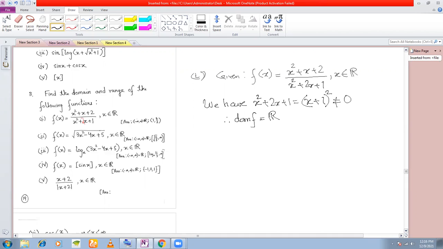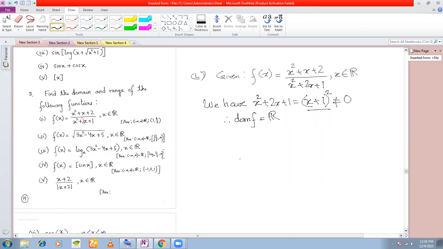Okay, and whatever be the value of the numerator, you just have to check the value of the denominator. If the denominator is equal to 0, it will give an infinite value. Only for that you have to check, right? But here you don't have to worry about the denominator because the denominator is positive. So therefore, the domain of this is the set of all real numbers.